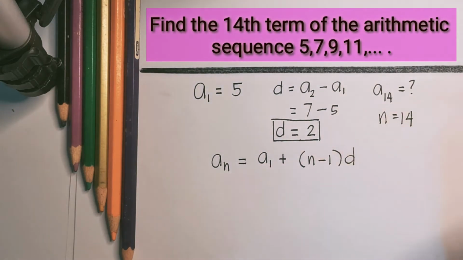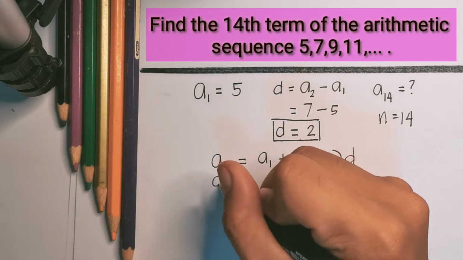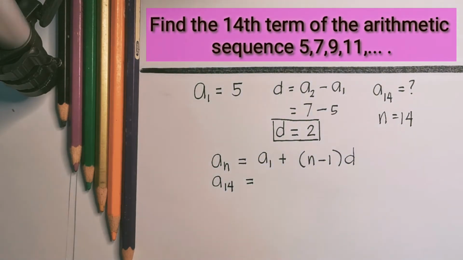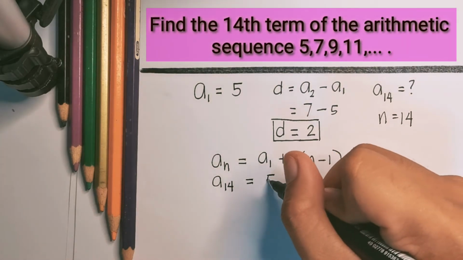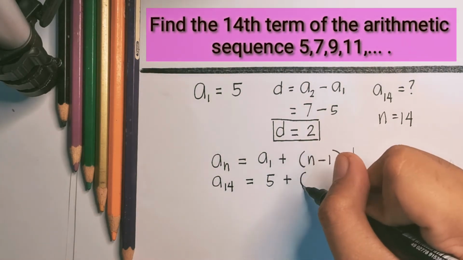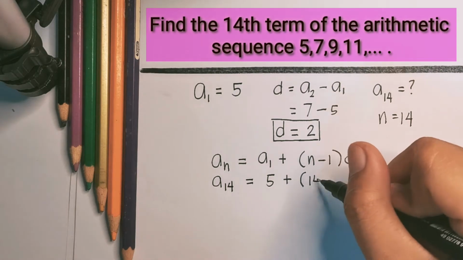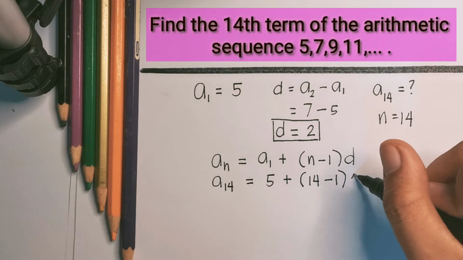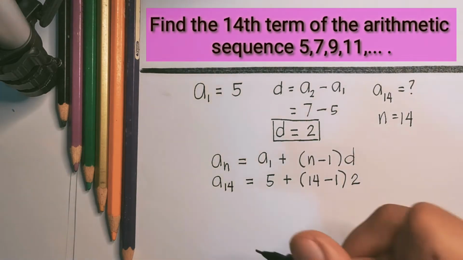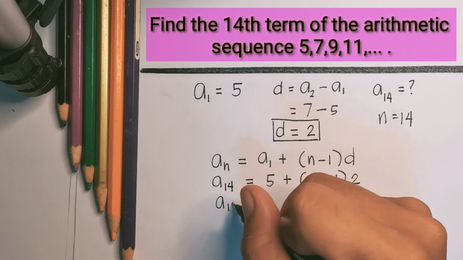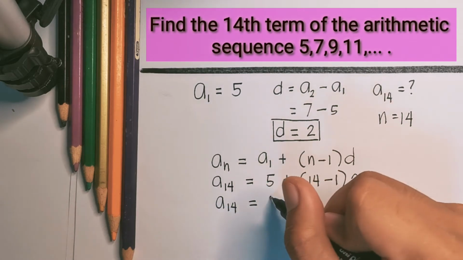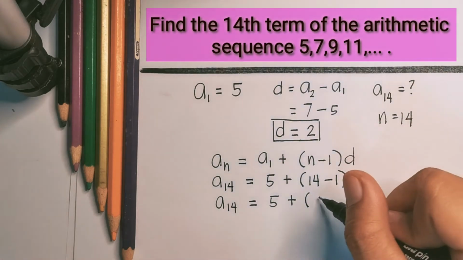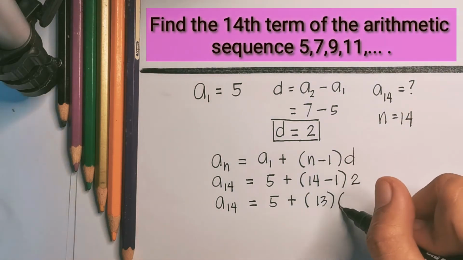Then, let us substitute. So, ating a sub n ay a sub 14. Since itong ating hinahanap, ang ating a sub 1 ay 5 plus ang n natin ay 14 minus 1 times the common difference, which is 2. Ngayon, isimplify natin ito. So, a sub 14 equals 5 plus 14 minus 1, that is 13, times 2.